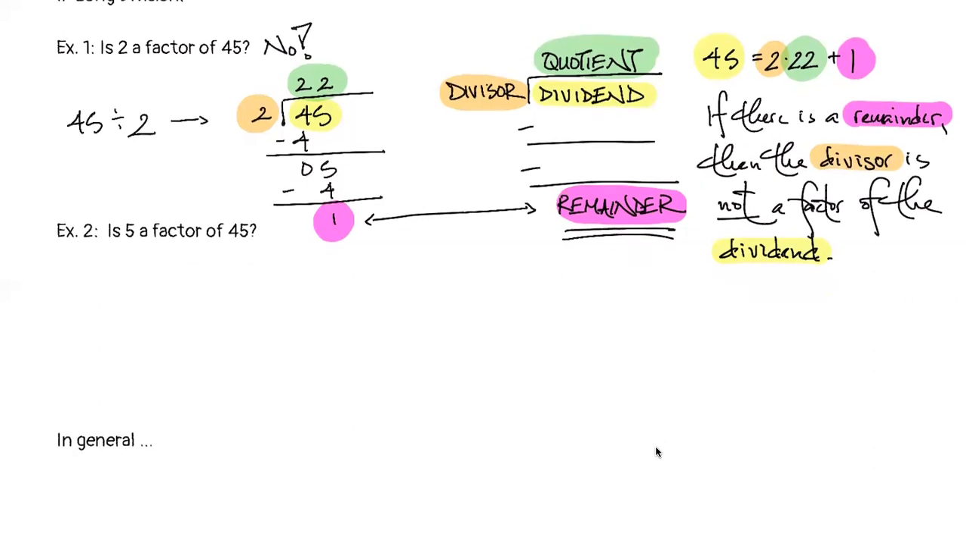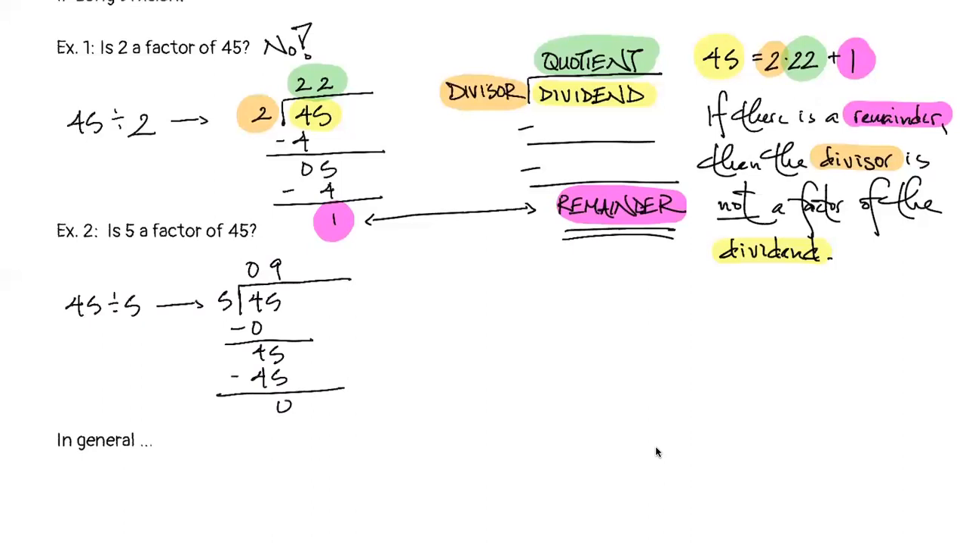But let's see what happens if we try the same process with example 2. Is 5 a factor of 45? So really we're thinking 45 divided by 5. And let's use our long division here, 45 and 5. And so I noticed that 5 does not go into 4, okay? So I put a 0 there. 0 times 5 is 0, and when I subtract, I get 45. And how many times does 5 go into 45? It's 9. And so when I subtract this time, I get 0.